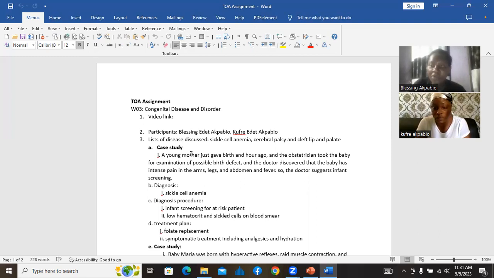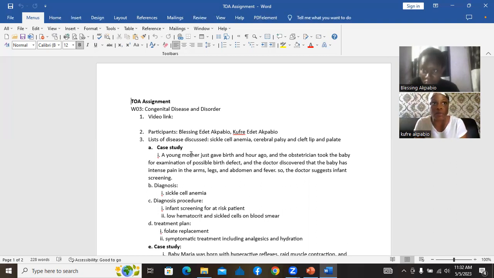Okay. You are very, very correct. That is the correct answer. The diagnosis is sickle cell anemia. And the diagnosis procedure is infant screening for at-risk patients. Then two is low hematocrit and sickle cells on blood smear. Then the treatment plan is fluid replacement, symptomatic treatment, including analgesic and hydration. I believe you know what analgesic is, a pain relief. Sure, yes, I know.